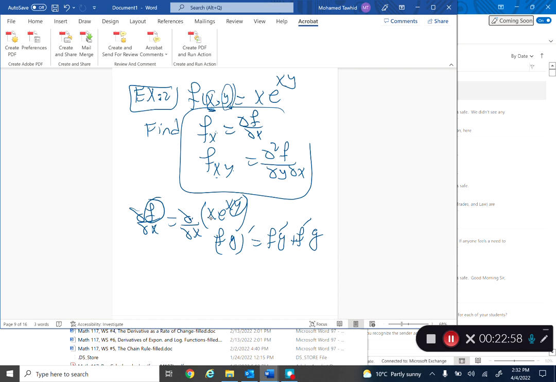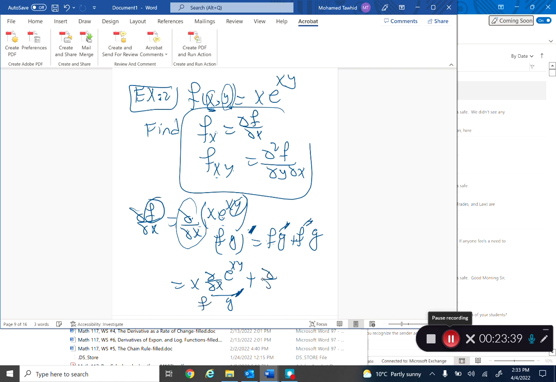So what is your f here? It will be x. But what is prime here? Prime means the derivative with respect to x. So your f is x, and your g is e to the power xy. If I apply the product rule here, f, which is x, times g prime, the derivative with respect to x of e to the power xy, plus f prime g.